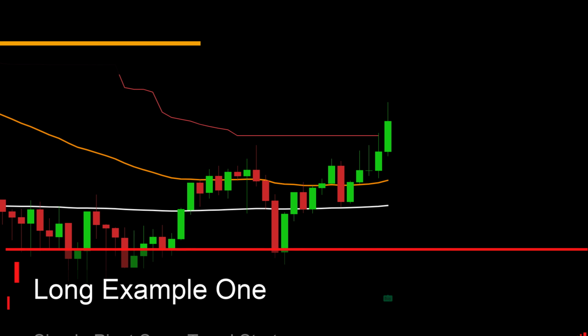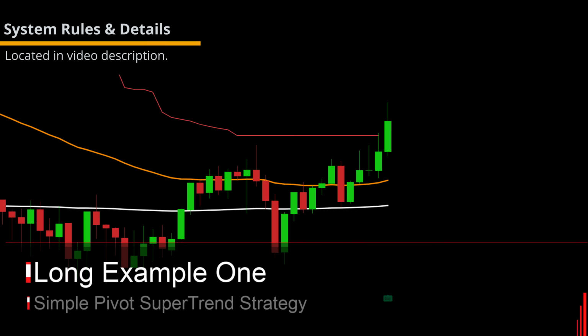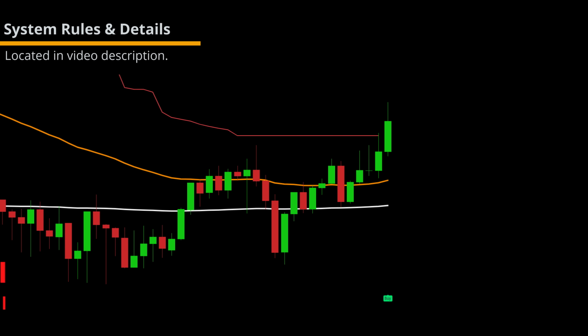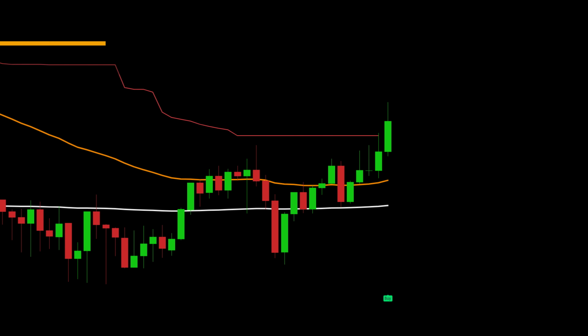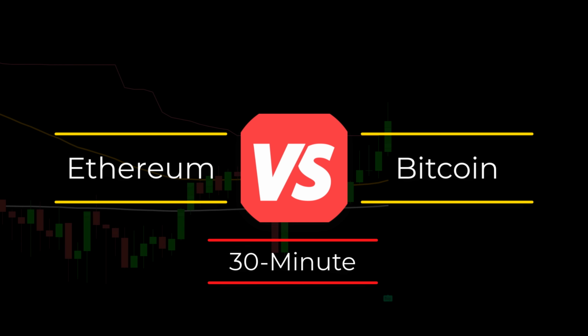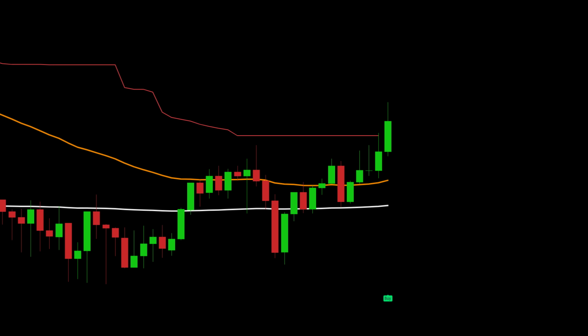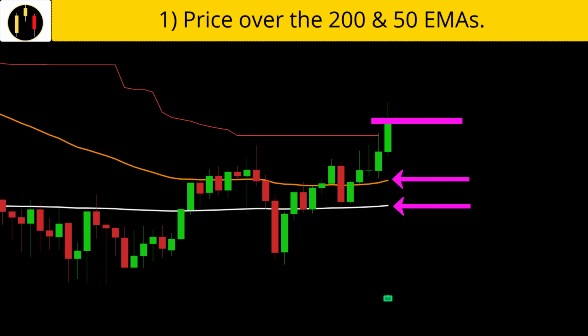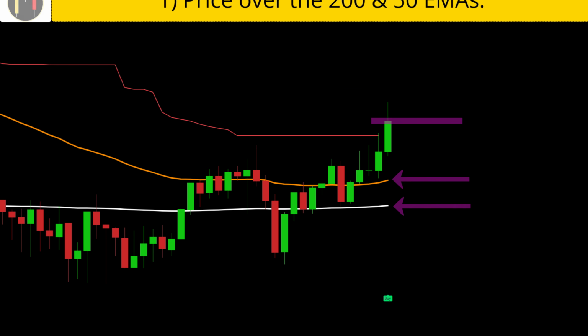Let's go over entry criteria and review some examples. As always, system rules and details are listed in the description below. This chart is Ethereum versus Bitcoin 30-minute candles. The rules to enter a long on the Simple Pivot Supertrend strategy are: first, price must be over the 200 EMA in white and the 50 EMA in orange.